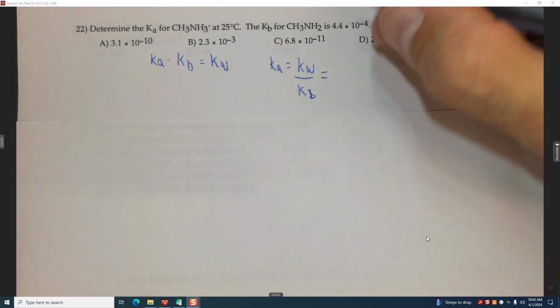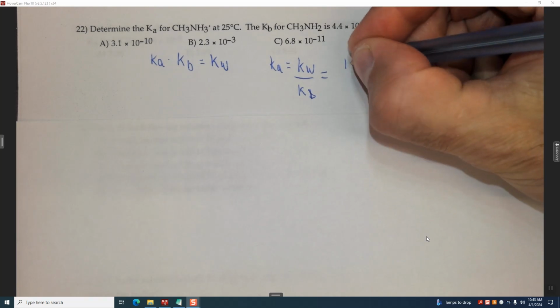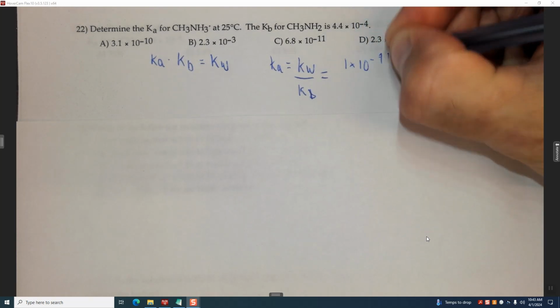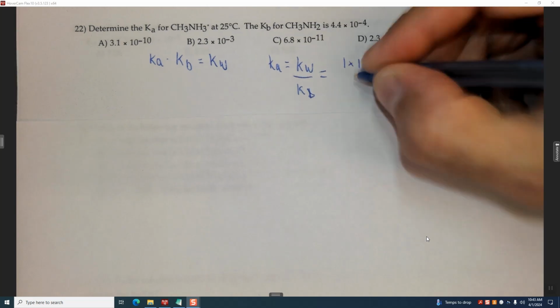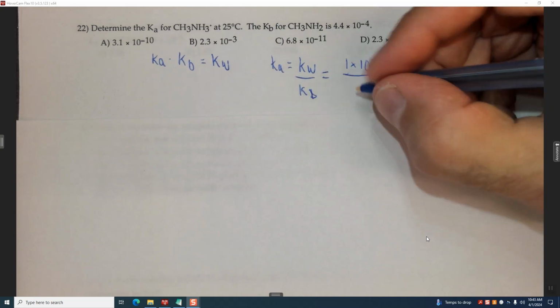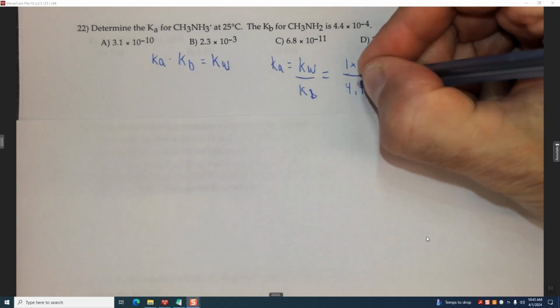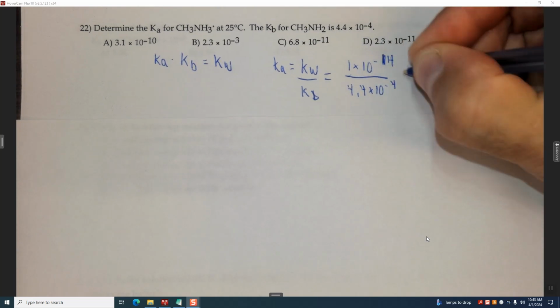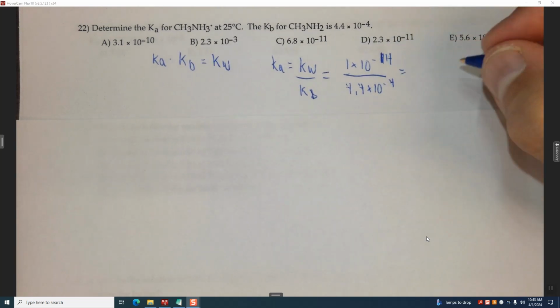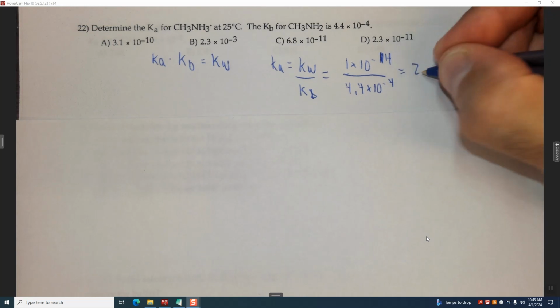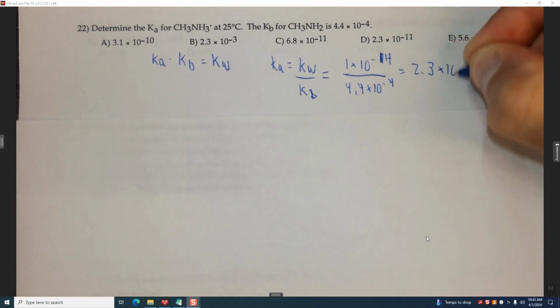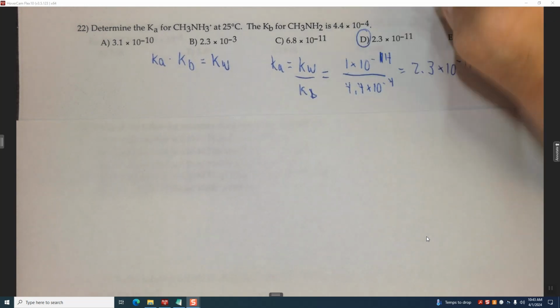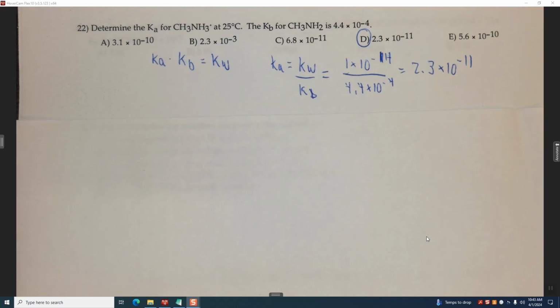So in this case, Kw is a constant, 1 times 10 to the minus 14, divided by the Kb, which is given to us, 4.4 times 10 to the negative 4. And when you do that math, you find that it's 2.3 times 10 to the negative 11, which is choice letter D.